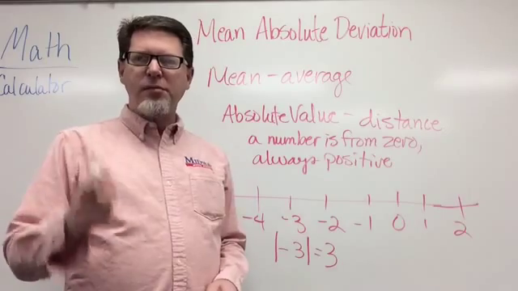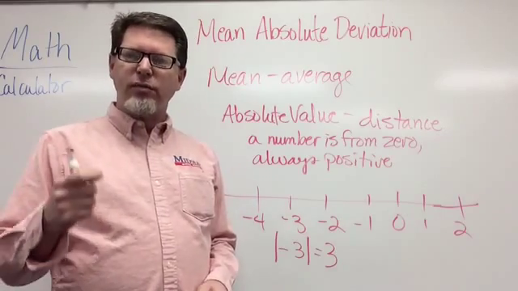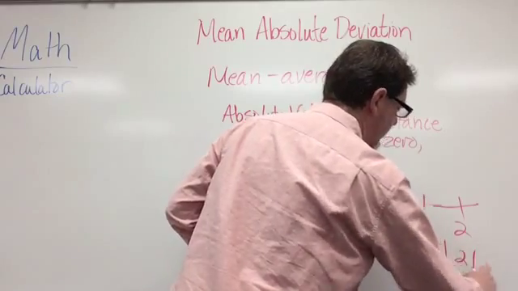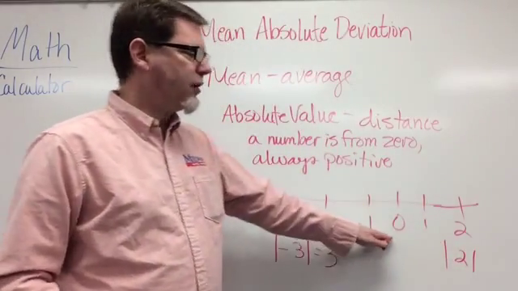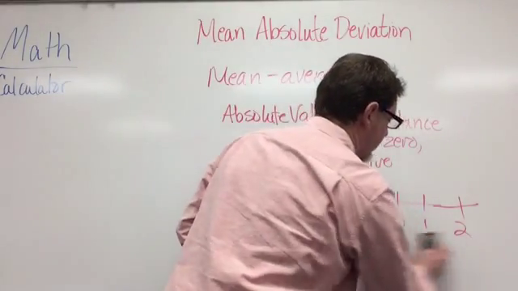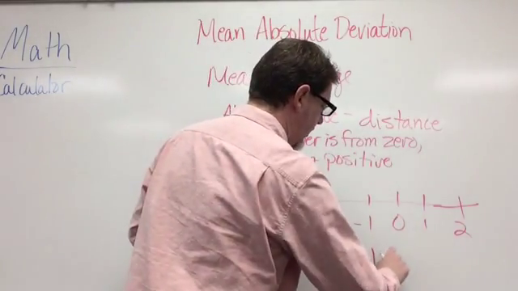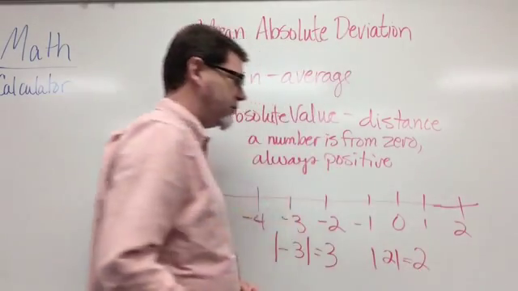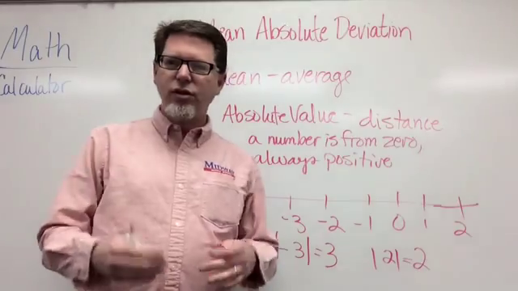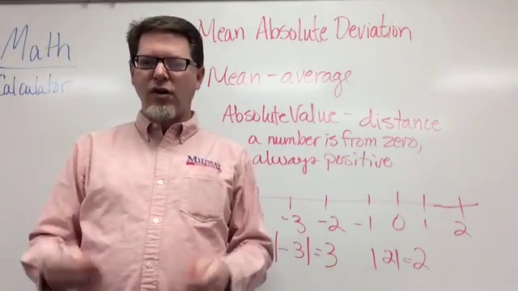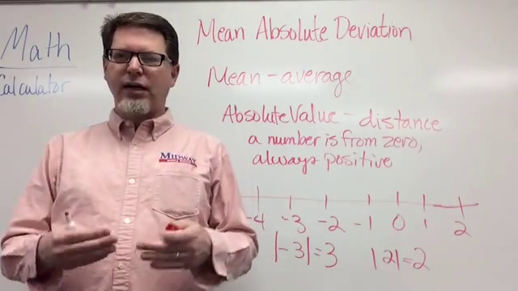Again, all absolute value answers are going to be positive. So let's look at the 2. What is the absolute value of 2? Well, how far is 2 from 0? It's 2 spaces. So, I know you can't see that on the TV, so I'm going to write it over here. The absolute value of 2 equals 2, because 2 is 2 spaces from 0. So once again, with absolute value, it's always a positive number. How far is it from 0?